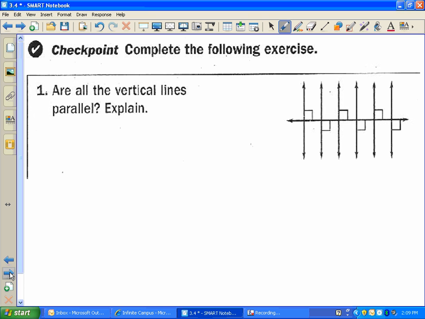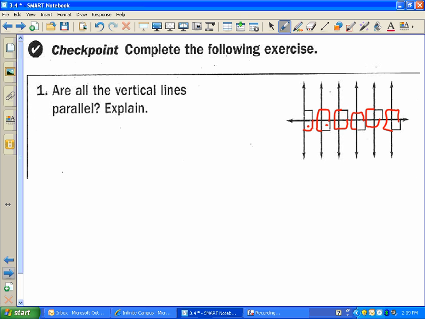Are the vertical lines parallel? And explain. Yes. Why? Because of 90 degrees. Good. They're all 90-degree angles. These are not the same names, but this would have to be 90 too, because these would be corresponding angles. Because one of them is 90, they're all 90 on this page, so these have to be parallel. It works out the same way.